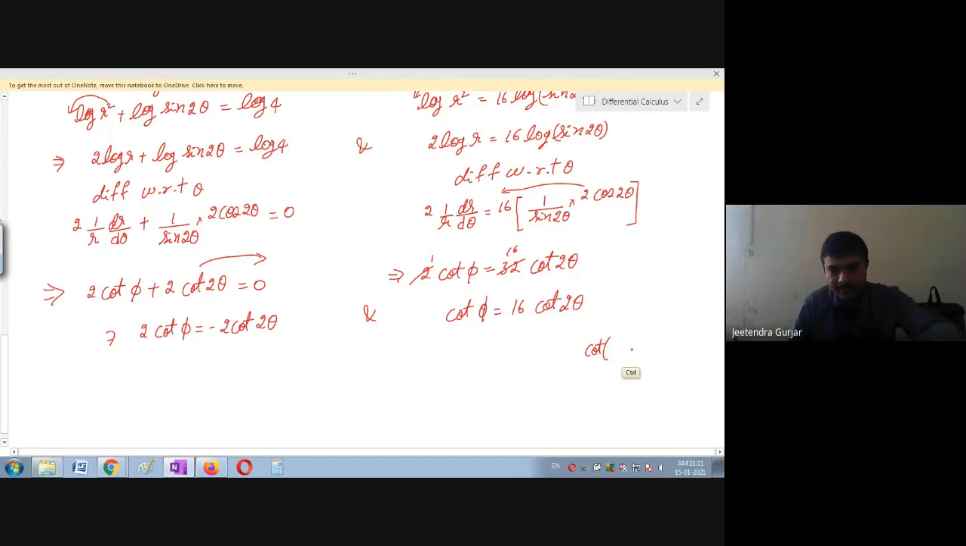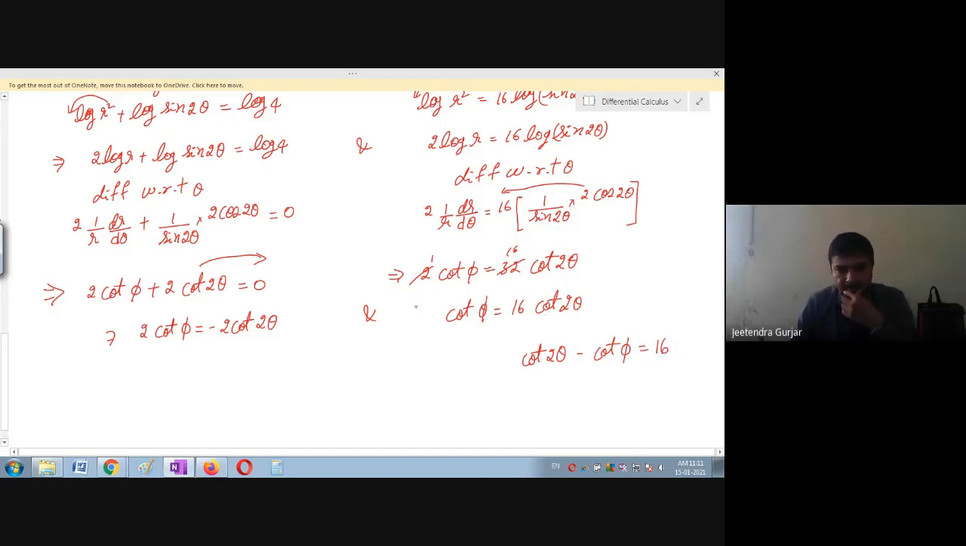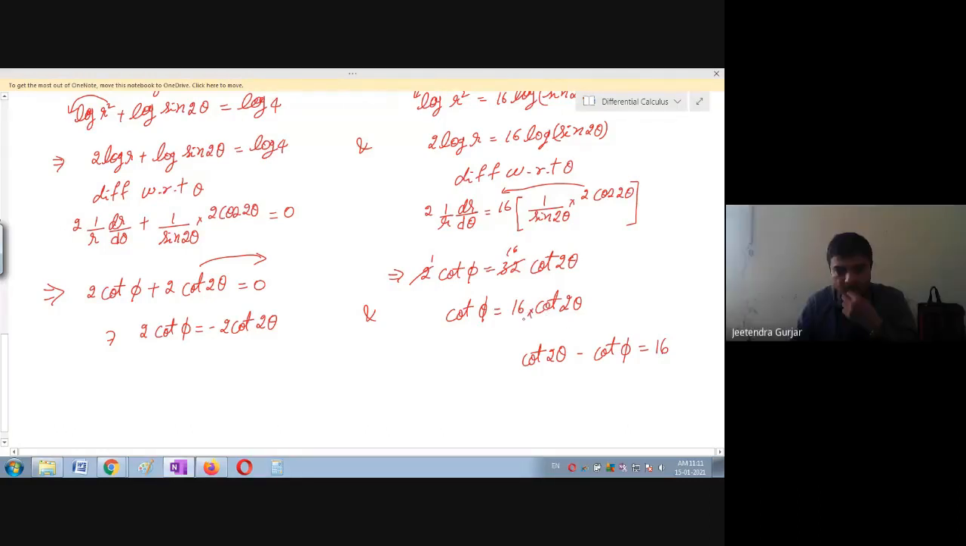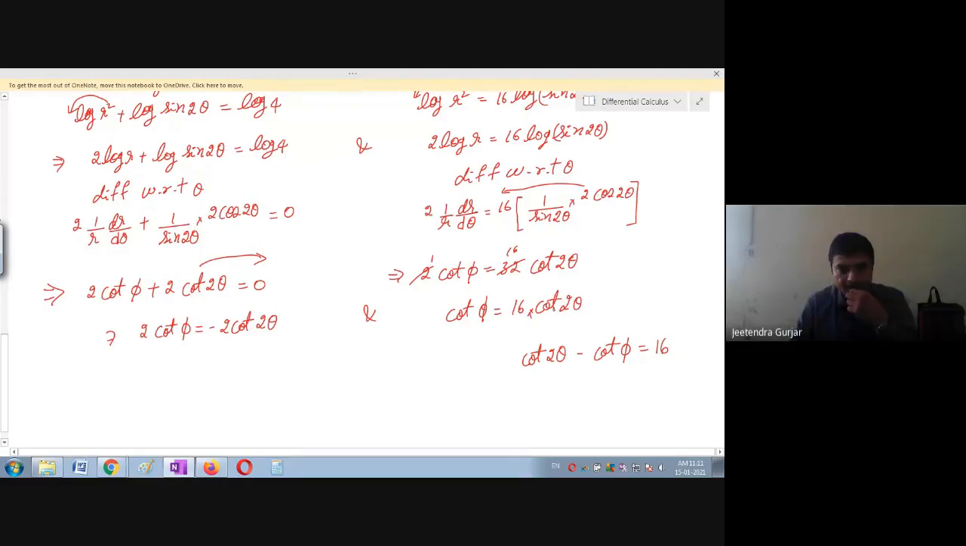Please tell me slowly how I can cancel 16. Sir, take the cot 2 theta on the left hand side, minus cot phi, equals 16. Arey beta, it is multiplication, no? So that term is one only. This is one term, 16 into cot 2 theta. You cannot do it this way. Right.